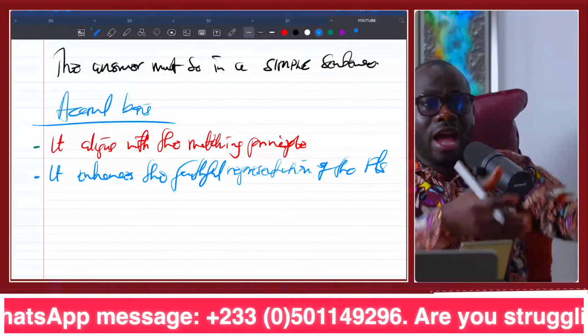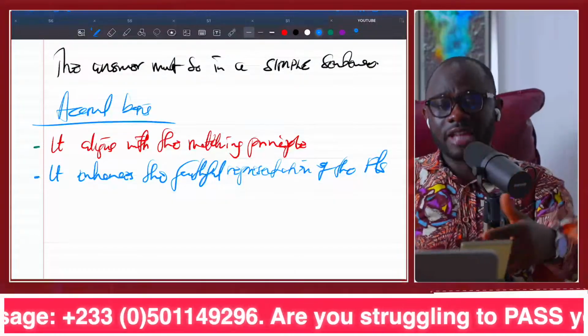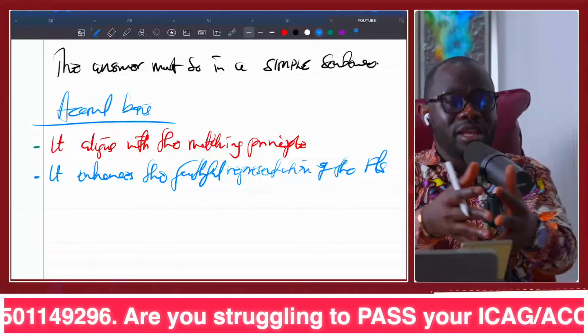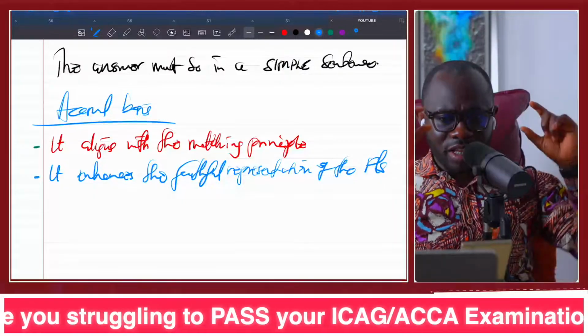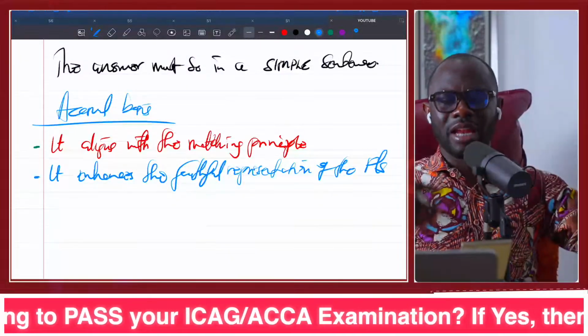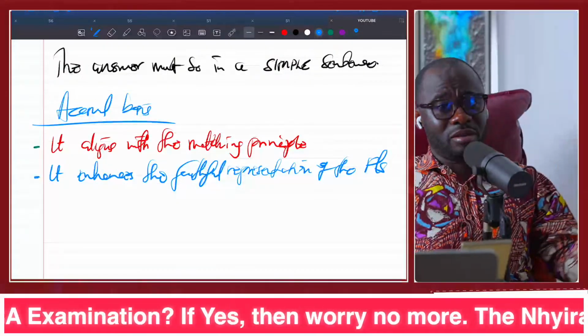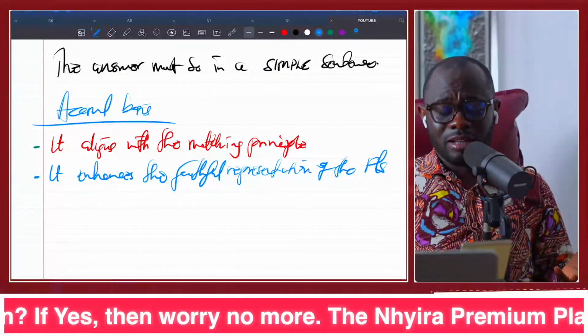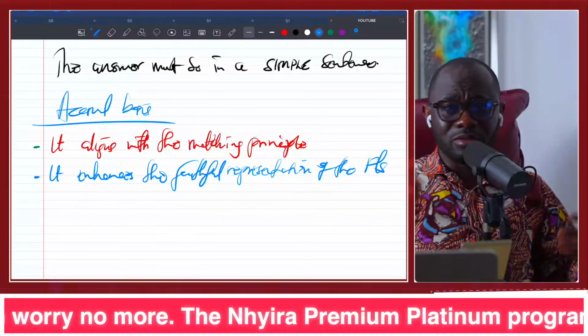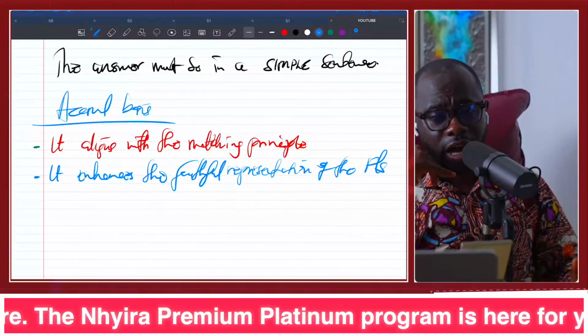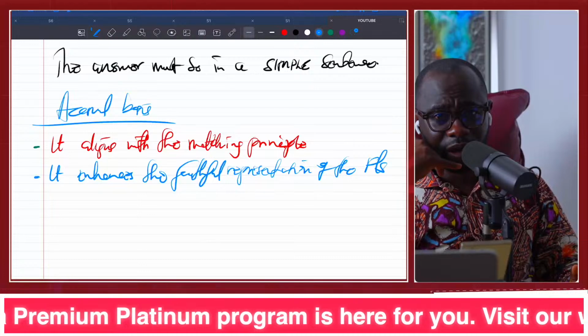That's why you cannot write a phrase. You cannot write a clause. It must be a simple sentence so that when it's read, we cannot come and ask you, by the way, what are you talking about? And you know the chief examiner, the people marking the scripts, are not going to come to your house and ask you, what did you mean? No, it's not going to happen.